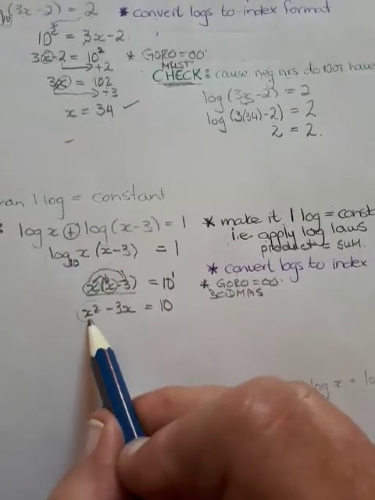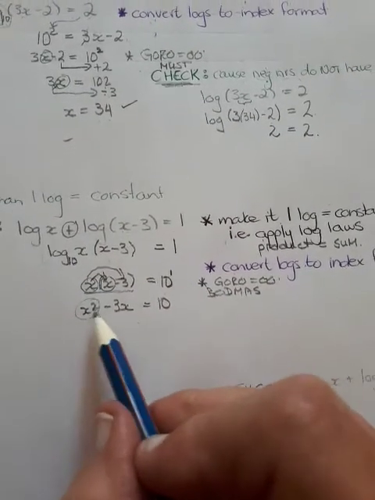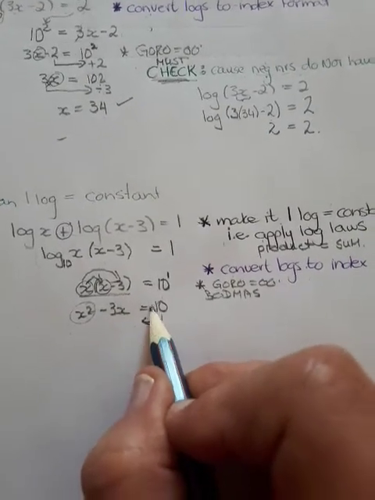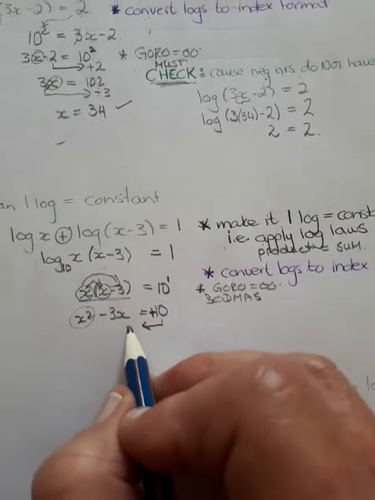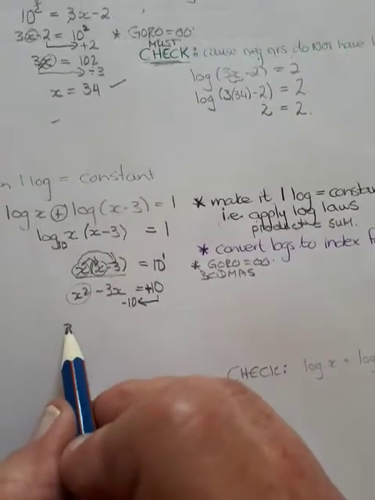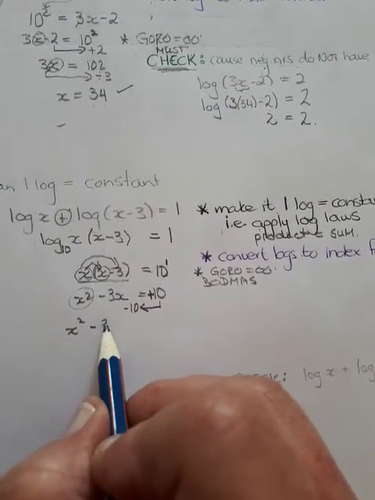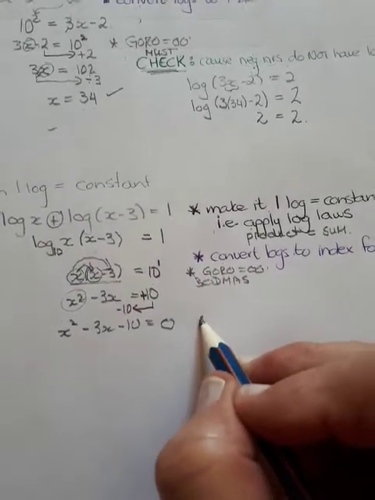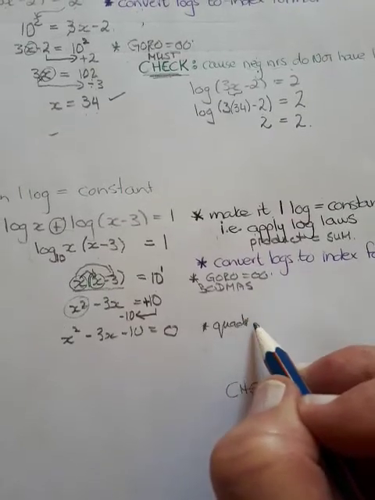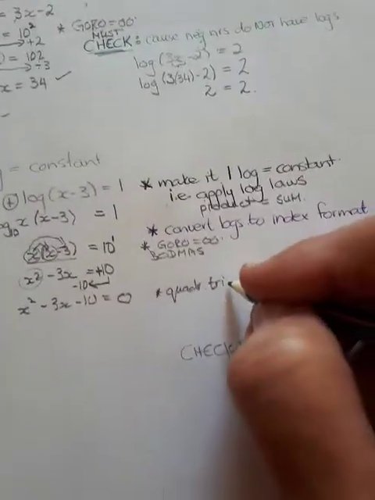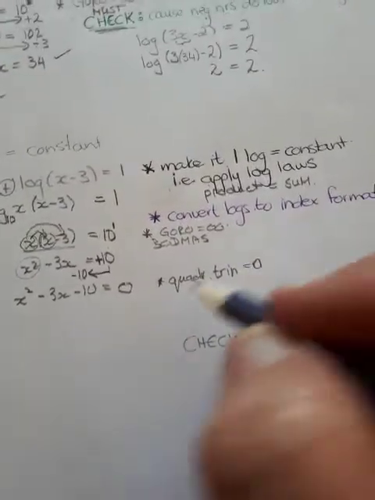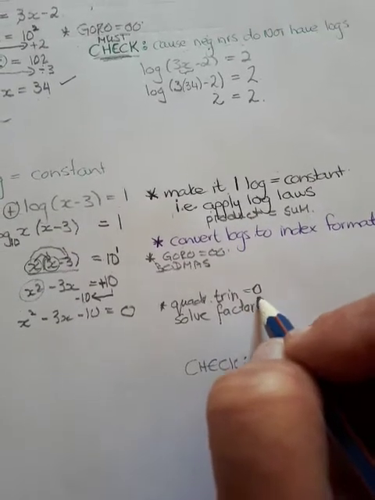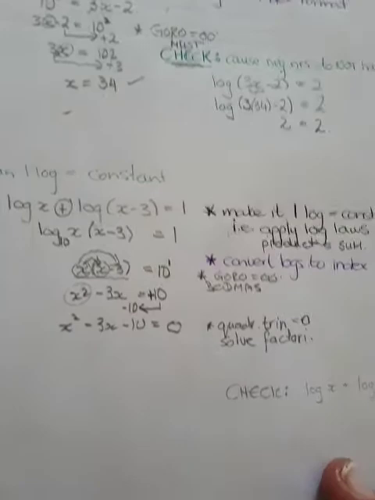Now, if you look at that, you should start recognizing this as a quadratic trinomial, which means you must take over the 10. Remember, it is positive on this side, so it becomes negative on this side. So we will have x squared minus 3x minus 10 equals 0. And that now is a quadratic trinomial equal to 0, which we will solve by factorization. That is your basic algebra knowledge that you must have.